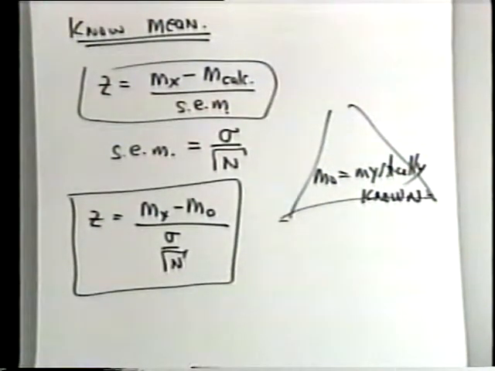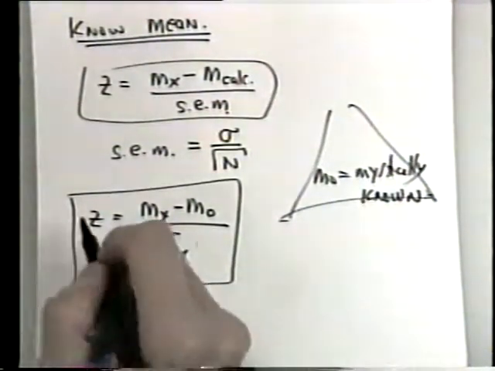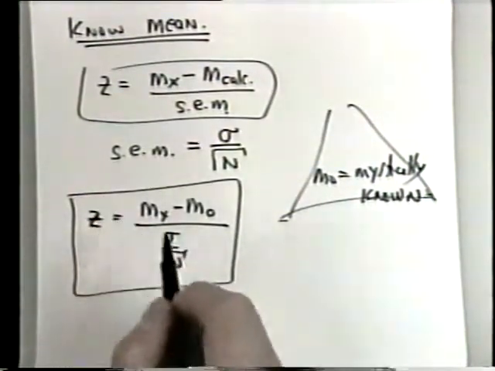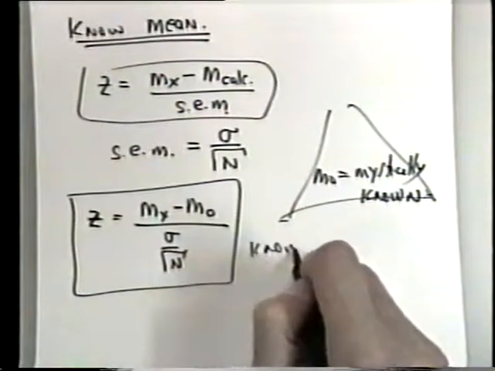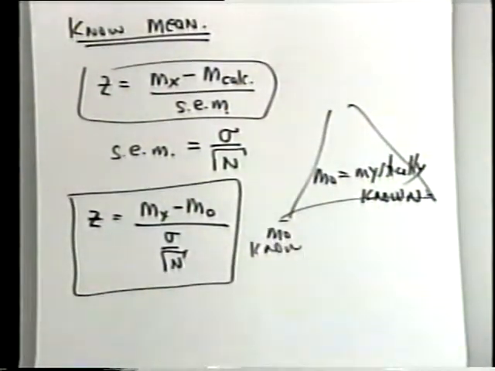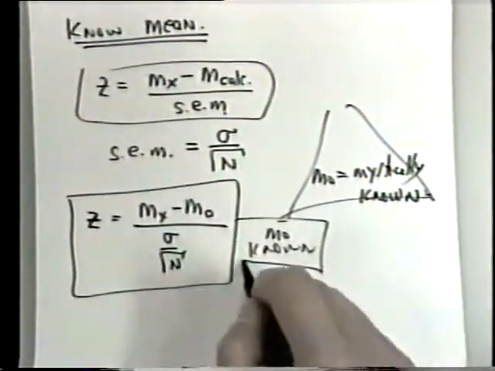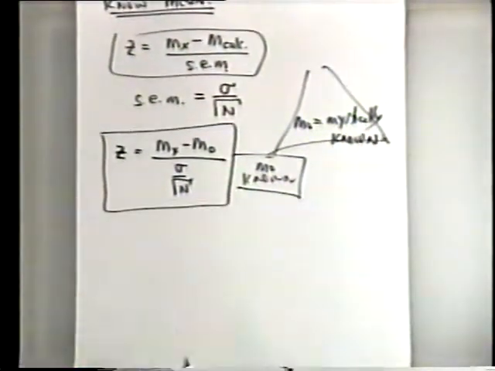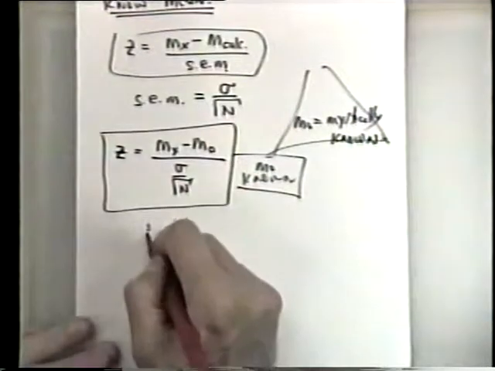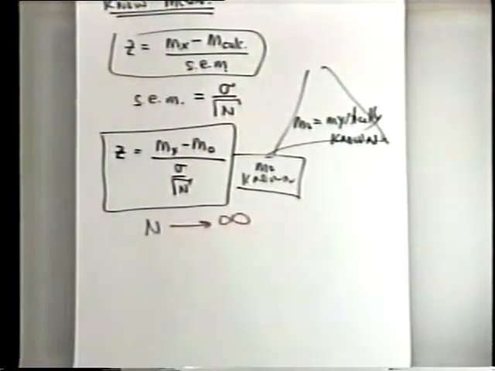Now, it turns out we could use this formula to calculate p-values when we know the mean. So this is a specific case where the true mean is known. But this formula is based on the fact that n is very large, and n is not always very large.